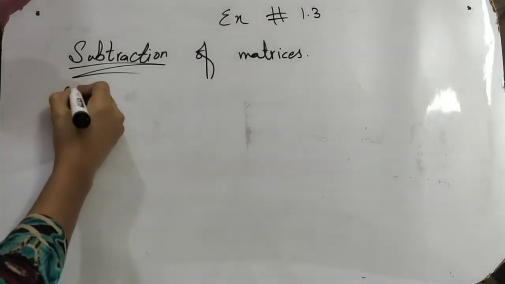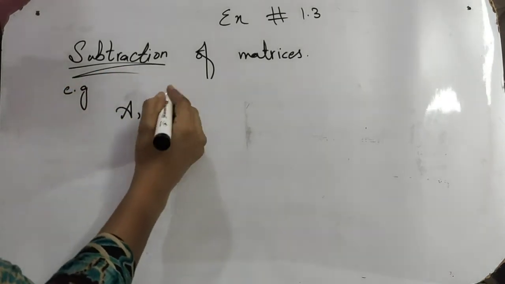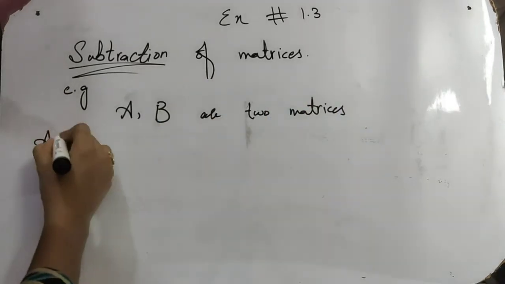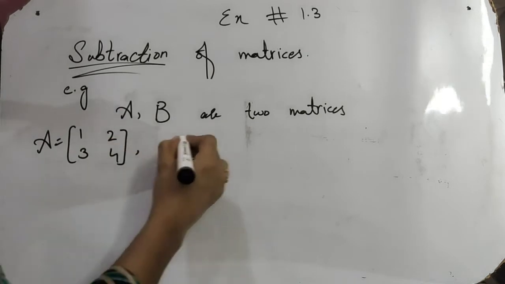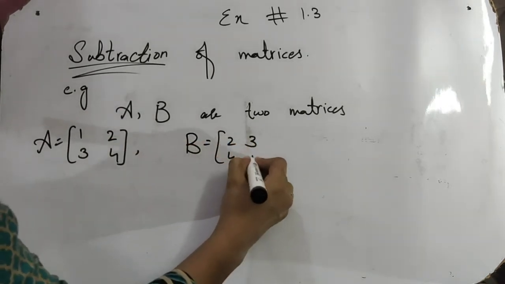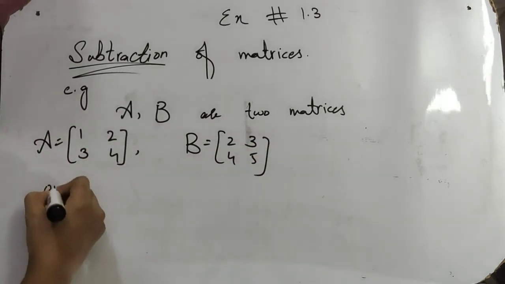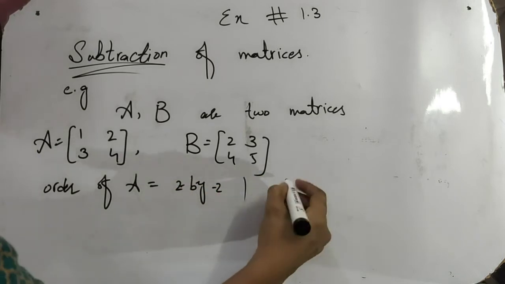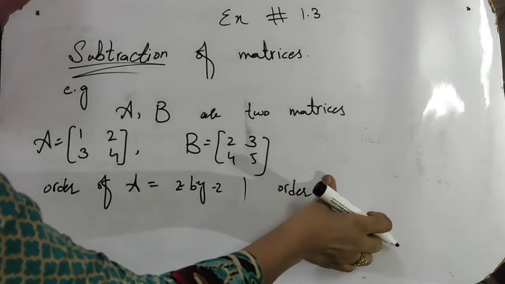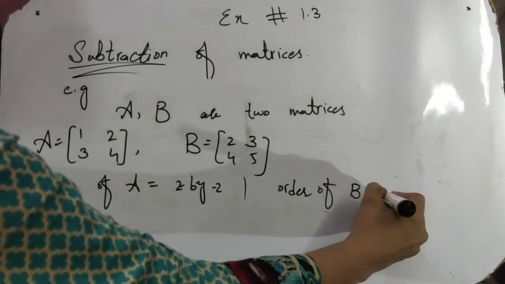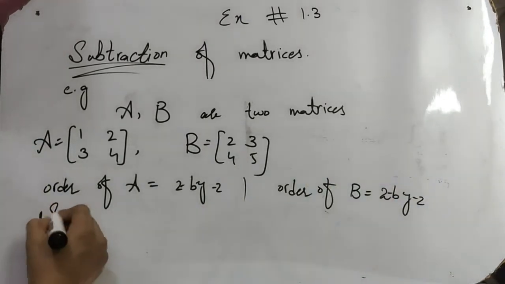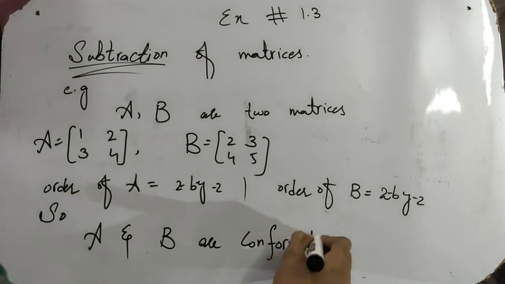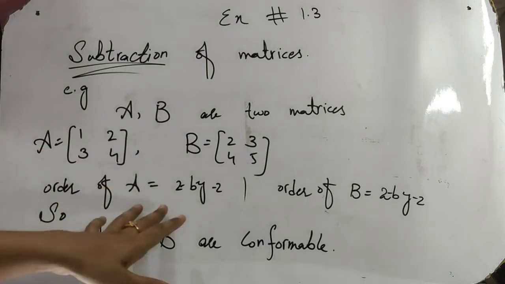For example, A and B are two matrices. A is 1, 2, 3 and 4, and B is 2, 3, 4 and 5. Because the order of A is 2 by 2 and the order of B is 2 by 2, A and B are conformable. Simple, because they have the same order.